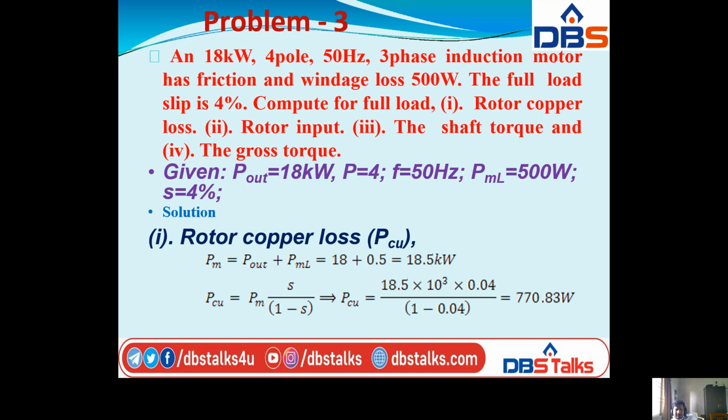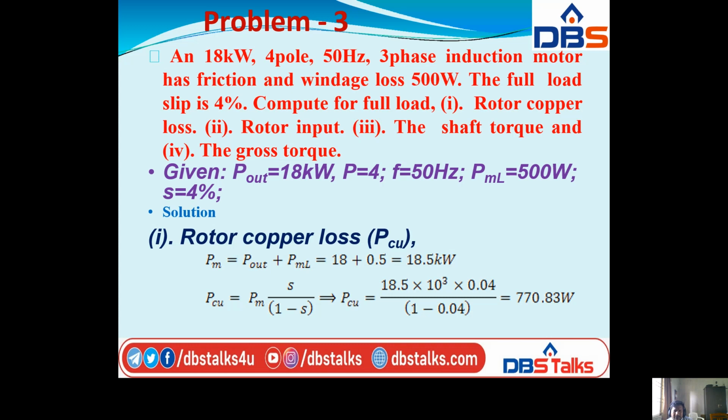Like that you have to determine. Another one, problem 3. An 18 kilowatt 4-pole 50 Hz 3-phase induction motor has friction and windage losses of 500 watts. PML is equal to 500, F is equal to 50 Hz, P is equal to 4 poles, output power is equal to 18 kilowatt.